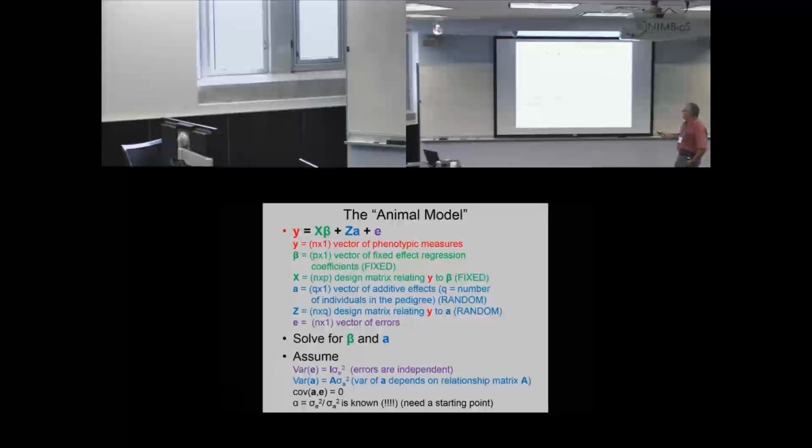Okay, so as we look, this is the so-called animal model. It's y equals X beta plus Za plus e. So let's go through and talk about what each of these things are. And all of these things are going to be either vectors or matrices.